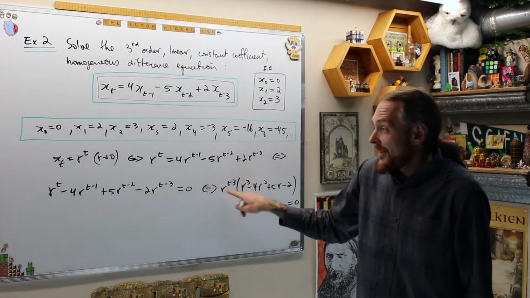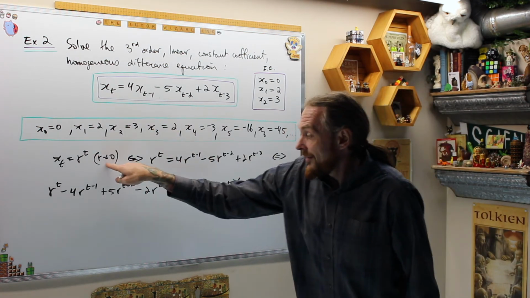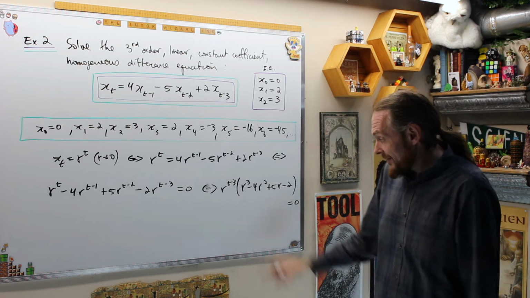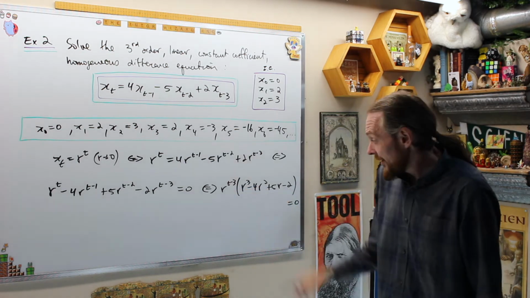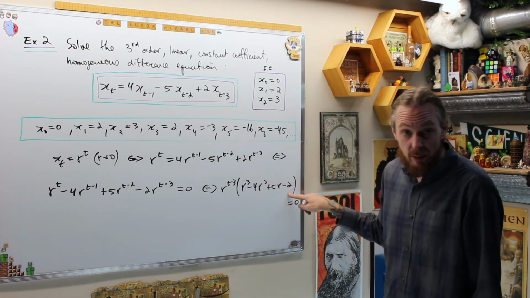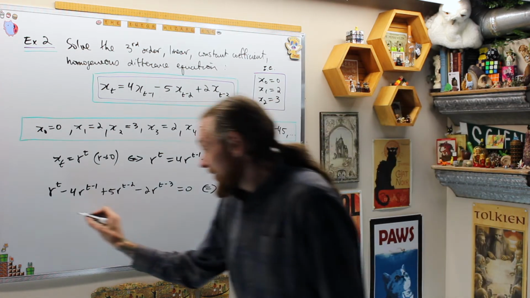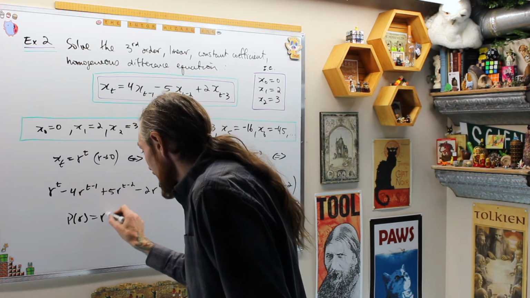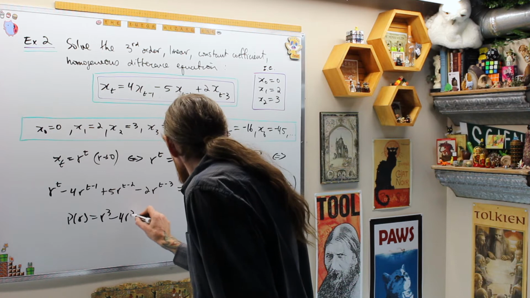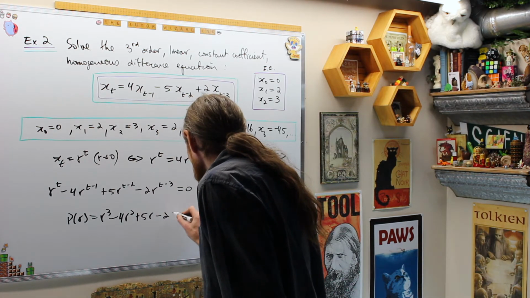This can't be 0 because r was not 0. R is not 0, so multiplying r by itself t minus 3 times isn't going to give us 0 either. That means that the characteristic polynomial has to be 0. This means that p of r is r cubed minus 4r squared plus 5r minus 2.